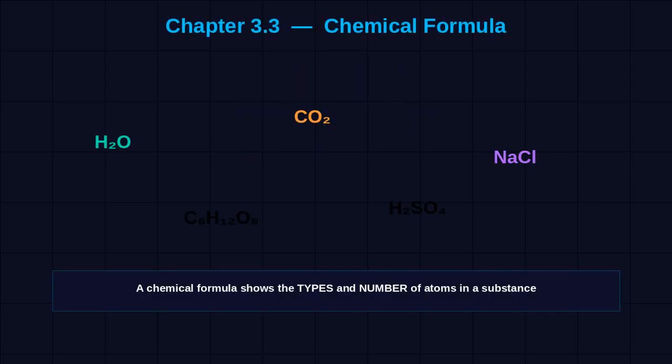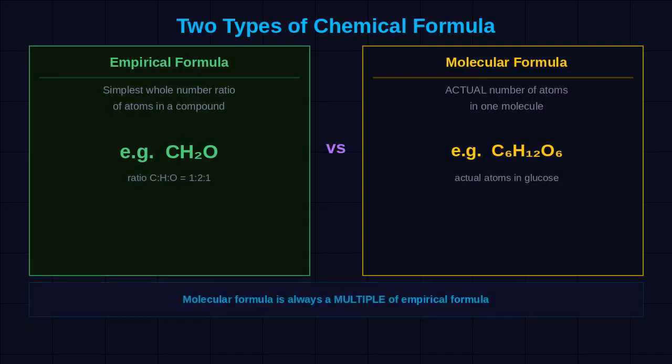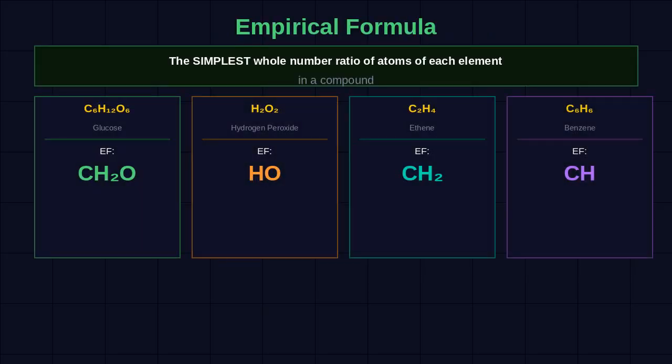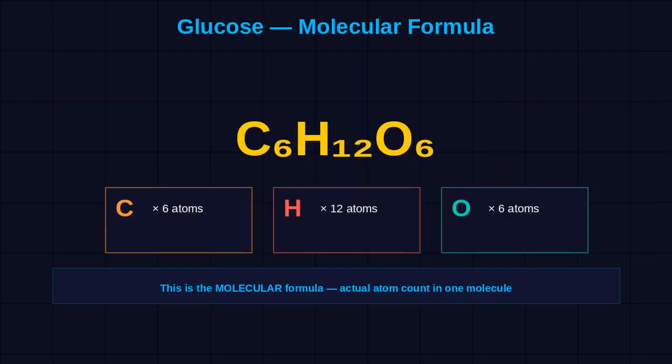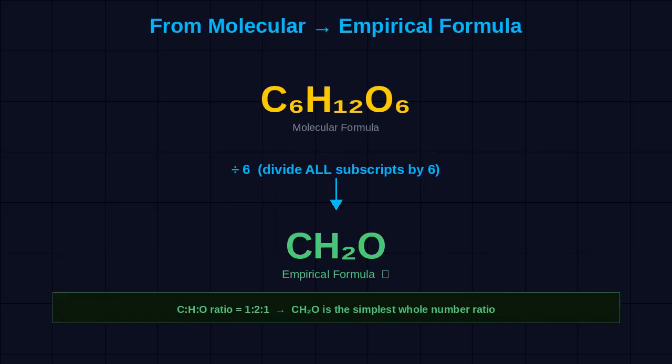A chemical formula tells us the types and number of atoms in a substance. There are two types of chemical formula: empirical formula and molecular formula. The empirical formula shows the simplest whole number ratio of atoms of each element in a compound. For example, glucose has the molecular formula C6H12O6. Dividing all by 6 gives the empirical formula CH2O.